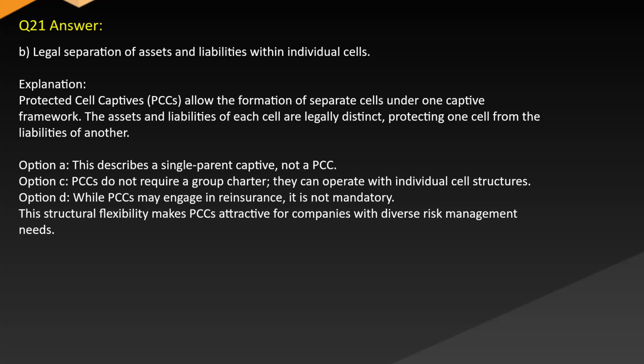Option A. This describes a single parent captive, not a PCC. Option C. PCCs do not require a group charter; they can operate with individual cell structures. Option D. While PCCs may engage in reinsurance, it is not mandatory. This structural flexibility makes PCCs attractive for companies with diverse risk management needs.